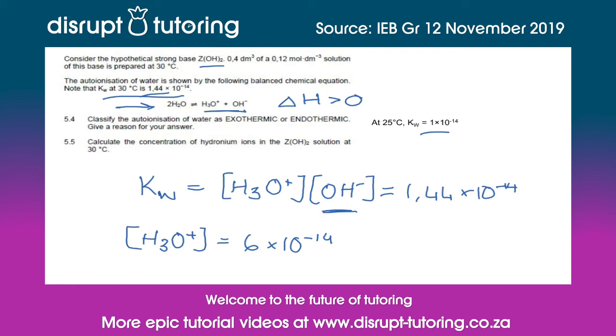And this is what we expect because the power of 10 to the minus 14 tells us that the pH of the solution is 14, which is the pH of a strong base.